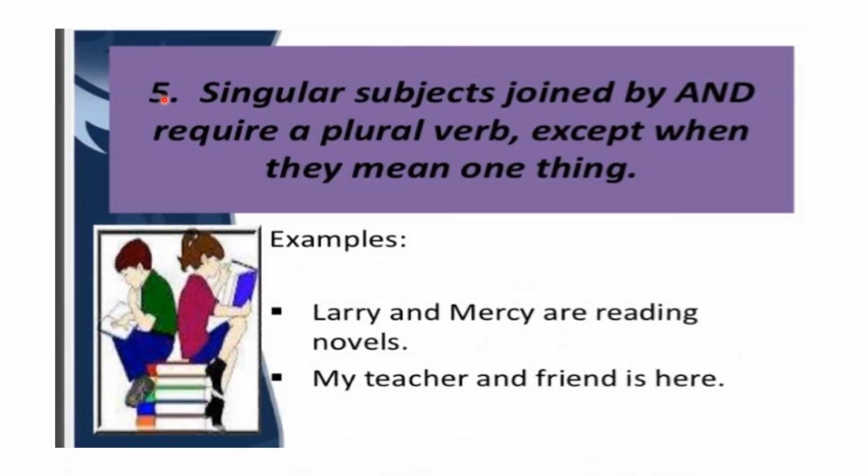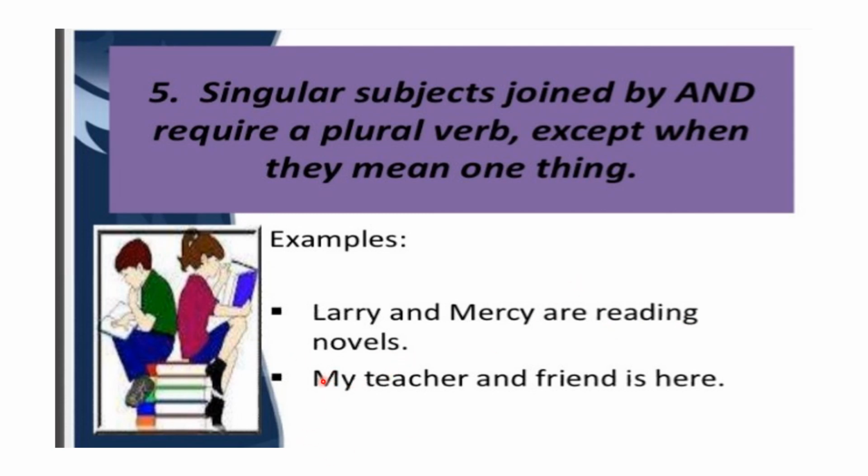Rule 5. Singular subjects joined by and require a plural verb except when they mean one thing. Look at the following examples. Larry and Mercy are reading novels. Here in this sentence, Larry and Mercy are singular subjects. Singular subjects joined by and take a plural verb. So the plural verb is are. So, Larry and Mercy are reading novels.